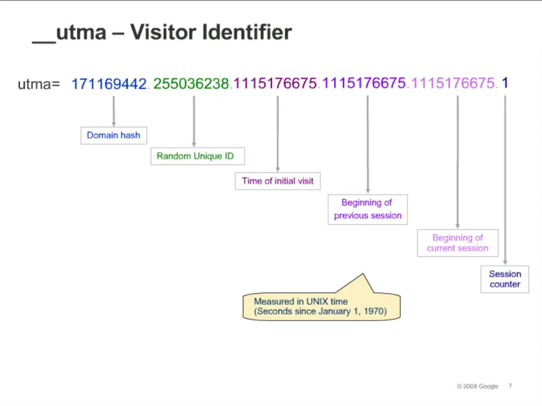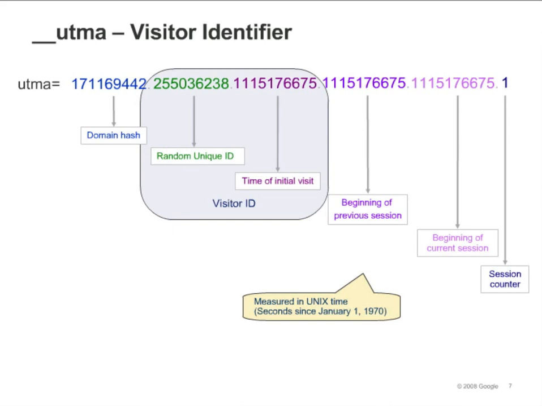The session counter here is 1, and the last three timestamps are all the same because this is your first visit to the site. The random unique ID combined with the first timestamp make up the visitor ID that Google Analytics uses to identify unique visitors to the site. These details allow Google Analytics to calculate the number of unique visitors and the number of visits.